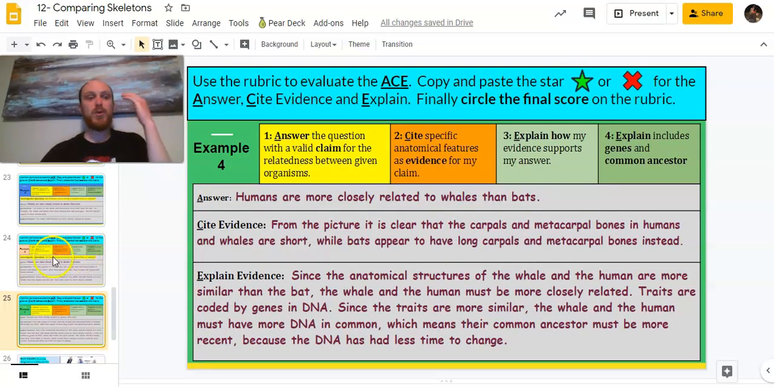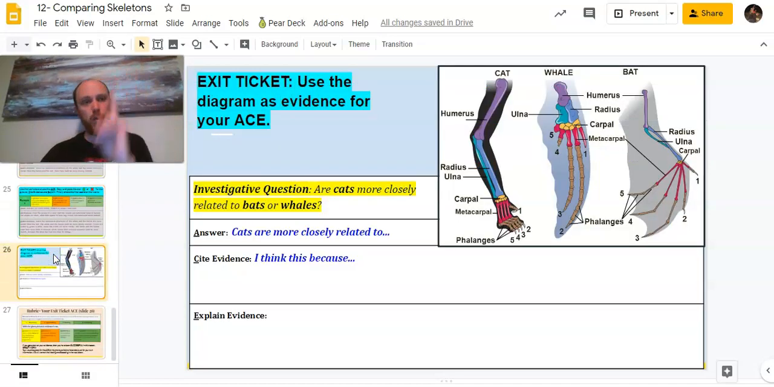The good thing about this is you are evaluating evidence. You're kind of thinking, is this good evidence? Is this not good enough? This will help you here. Then you have one final ACE. It's your exit ticket. I want you to compare the cat, the whale, and the bat. You're still looking at the arms, so you have all the same bones to talk about. I want you to tell me, are cats more closely related to bats or whales?